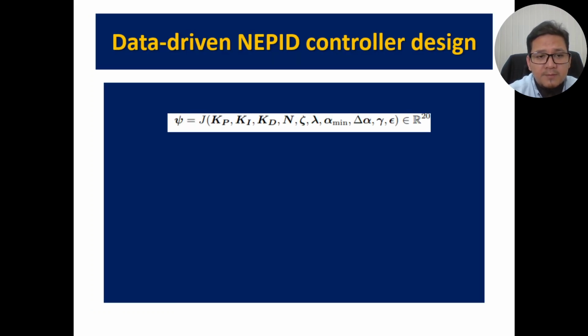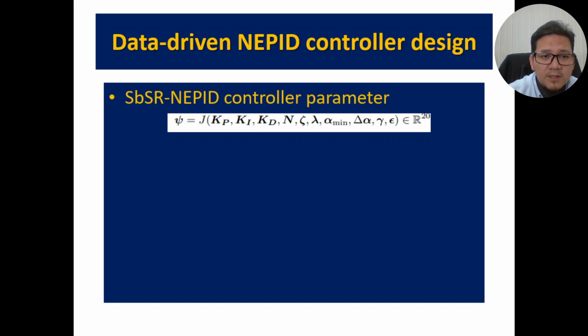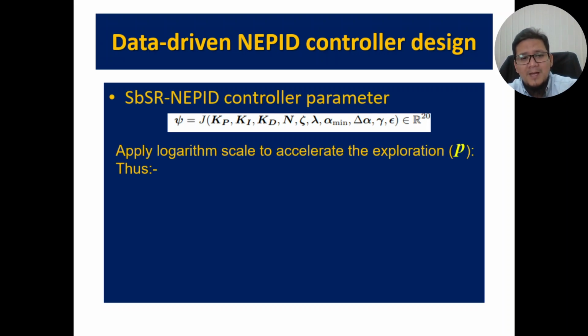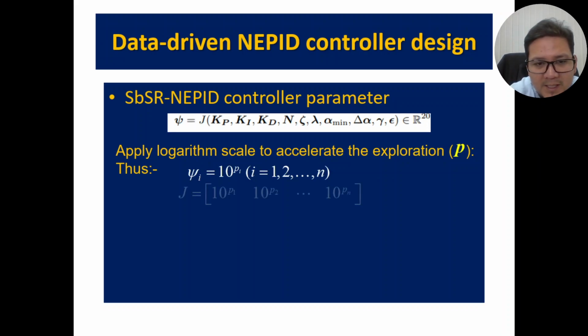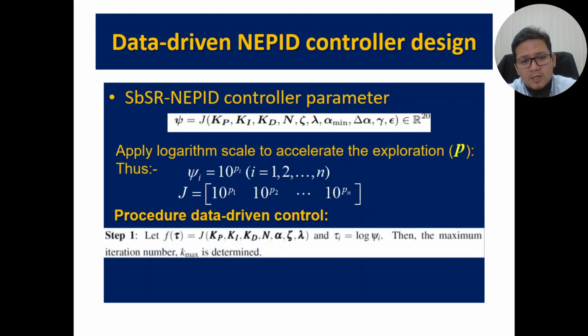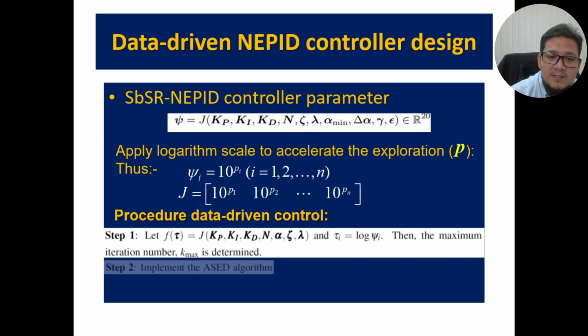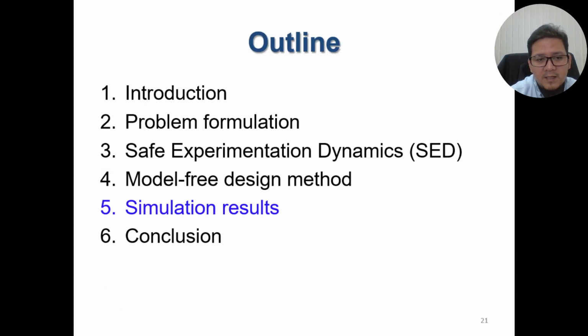Then for the data-driven design methods, these are the psi, J, K, P, J, I, K, D, and so on. The total number of parameters is 20 for this TRMS, a 2-input 2-output system. So we apply the algorithm scale to accelerate the exploration of P, by using psi equal to 10 to the power of P, and J equal to 10 to the power of P. This is the data-driven procedure. Now we set the function here, determine the maximum iterations K max, and then we implement the ASED algorithm.